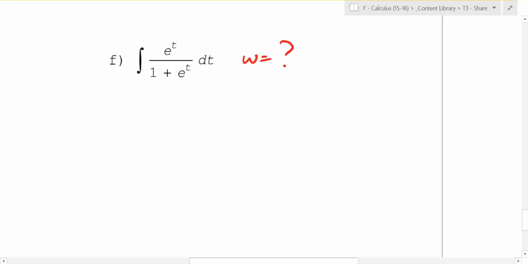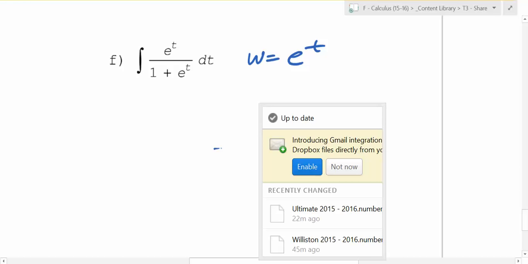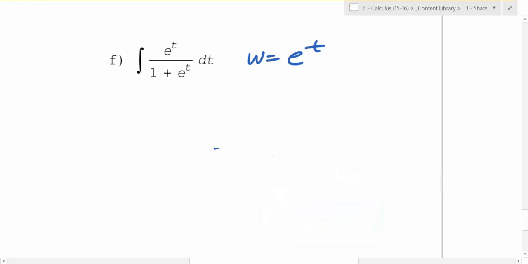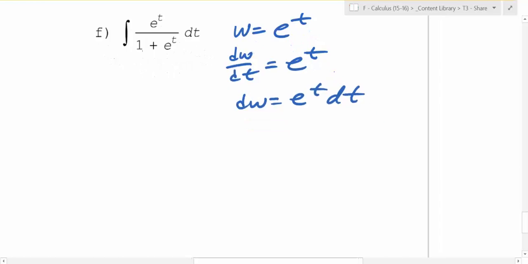Okay, on your own, by yourself. Which one should we try? What should w be? Take a guess. Anything. Come on, this is literally a guess. e to the t. If w is equal to e to the t, we would say dw dt is equal to what? What's the derivative of e to the t, kids? e to the t, yay! So dw is e to the t dt. So what does dt equal? dw over e to the t.